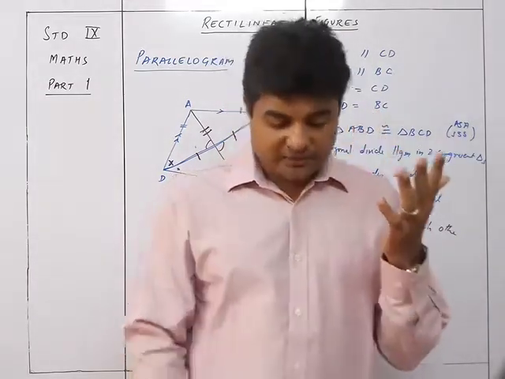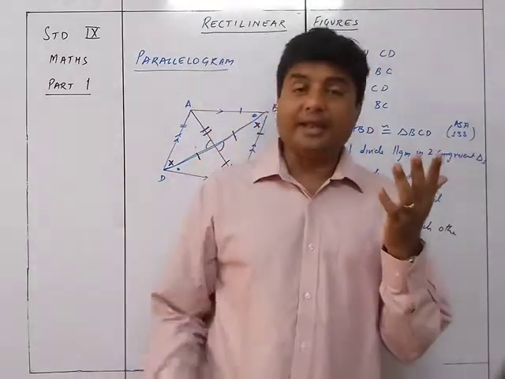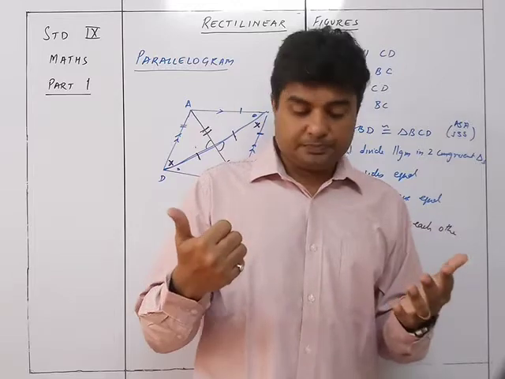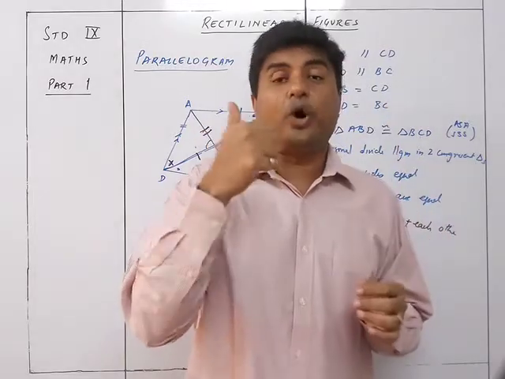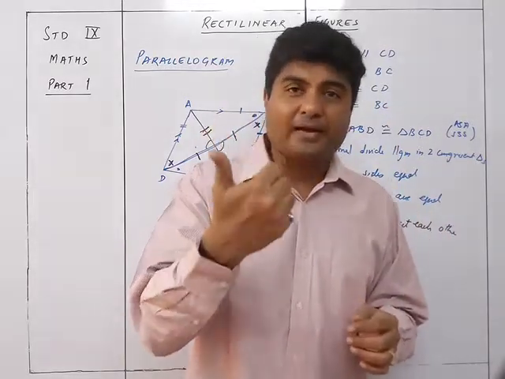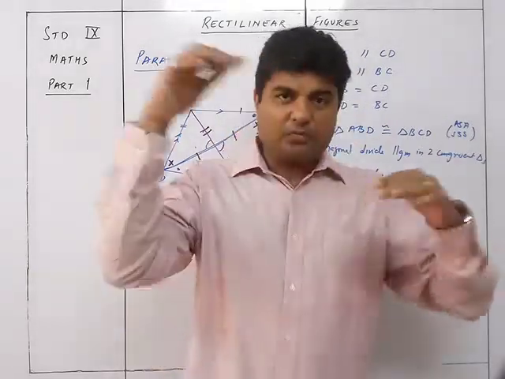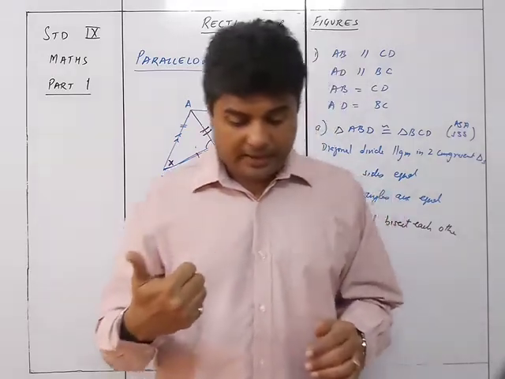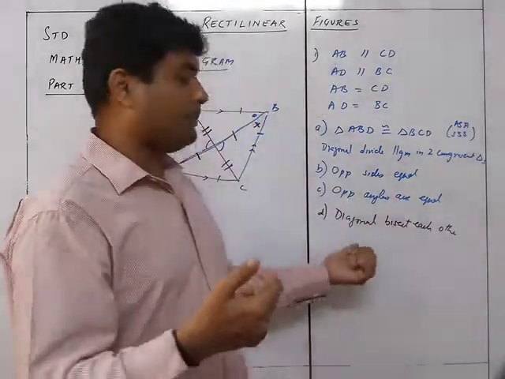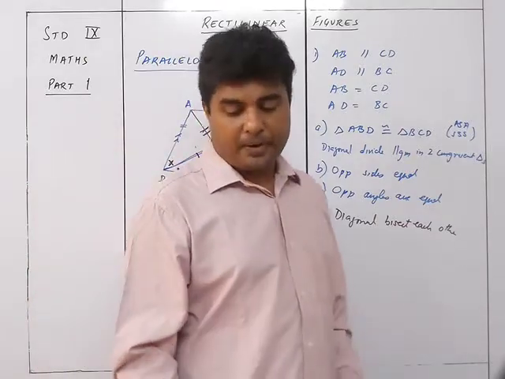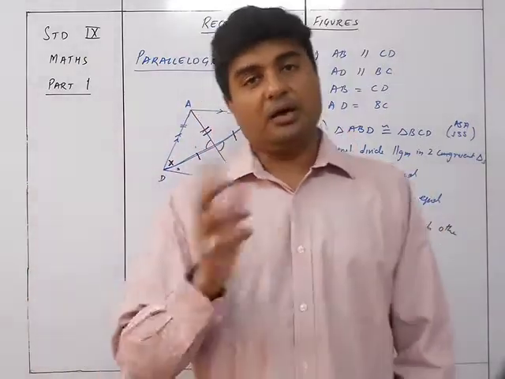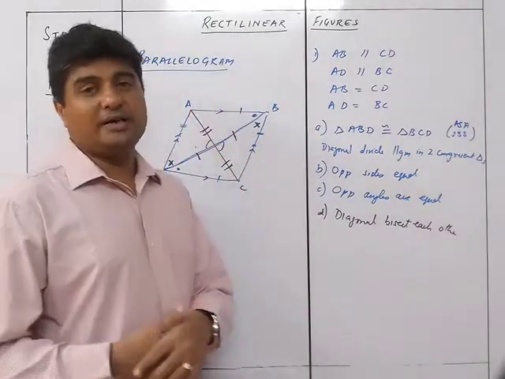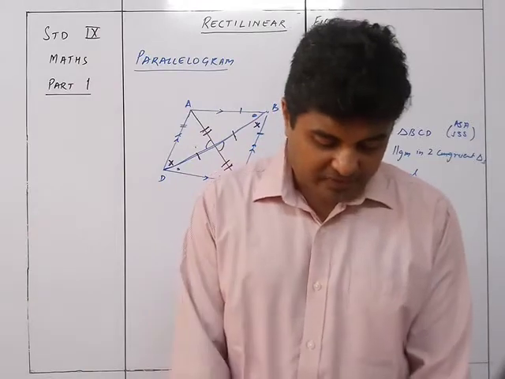If the opposite angles of a quadrilateral are equal, then it's a parallelogram. Next one: if one pair of opposite sides are equal and parallel, then it is going to be a parallelogram. And the next one is that the diagonals bisect each other, and the converse of this thing is that if the diagonals of a quadrilateral are bisecting each other, then the quadrilateral is a parallelogram. So these were the properties of parallelogram.